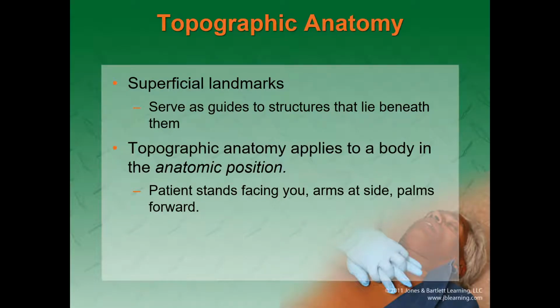Topographic anatomy is how we orient ourselves in the body. You have superficial landmarks that are just under the surface of the skin that serve as guides. They kind of tell you what's going to be underneath of them, also known as deep in the body. This applies to a person that is standing in anatomical position. So every time we're going to reference our patient, we need to mentally put them in anatomical position, which means they're going to be standing, facing you, feet generally about shoulder width apart, arms out to the side, palms facing forward.